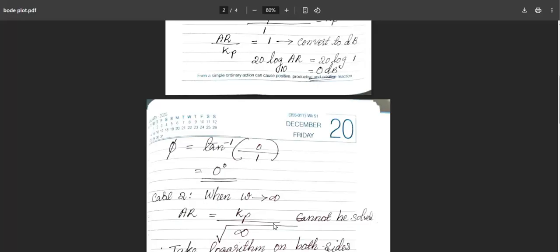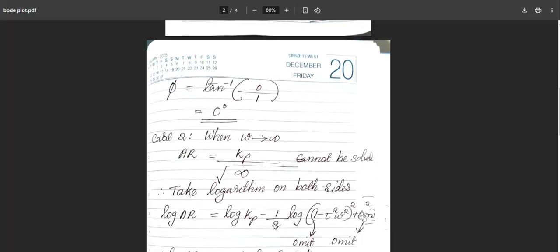Next is the phase angle. What happens to the phase angle? Phi is equal to tan inverse of an expression in which, wherever you see omega, you substitute 0, and then you get a phase angle of 0 degree. The second case: first we substituted omega tending to 0, and now we are substituting omega tending to infinity.